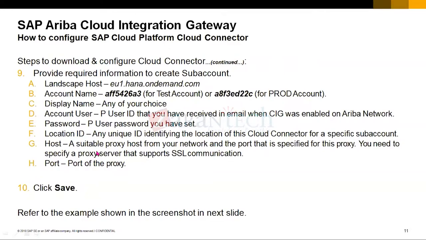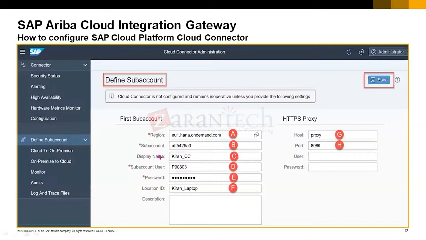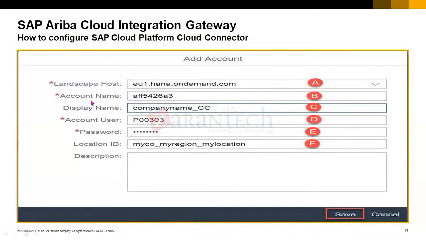And if you see the screen, it looks like this. I'll show you in the system as well. So this is the cloud connector screen. Here we can see define sub account. The system will ask for this option immediately once you log in for the first time in the cloud connector. Here we have to enter all the information. You can see region, sub account, display name, sub account password, proxy, all the information we have to enter here. Apart from that, we can see some other information further down the page: landscape host, account name, display name, account user. This information we have to add here, right?